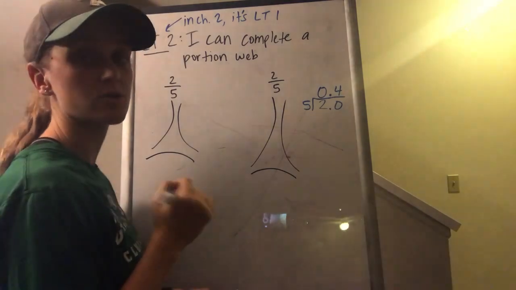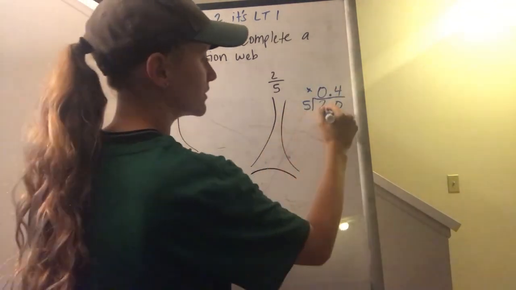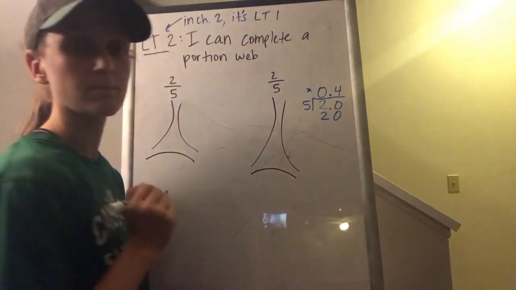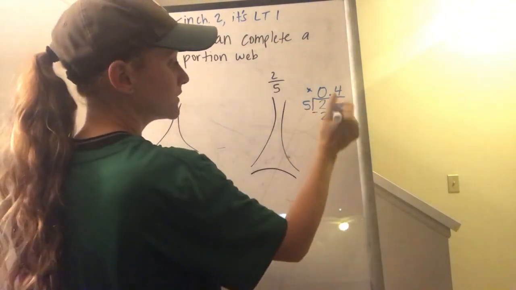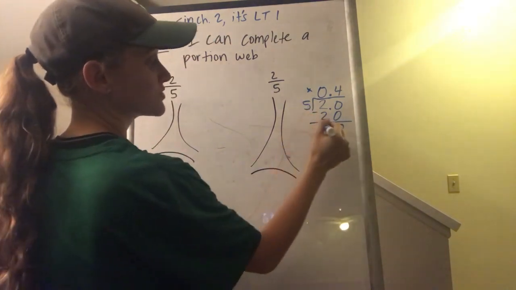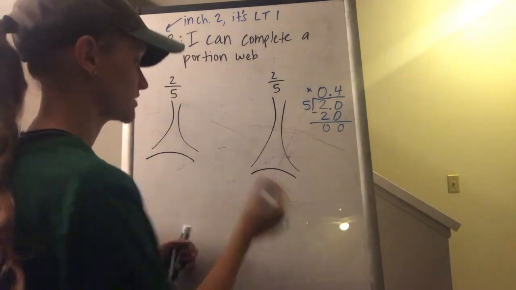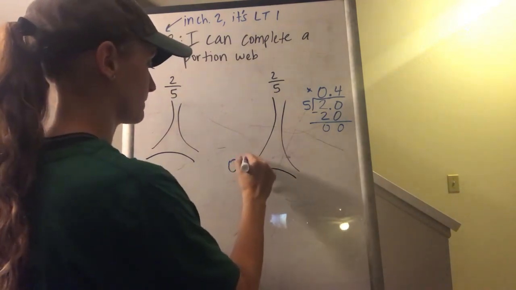Okay, and then next we're going to multiply. So we do 4 times 5 is 20. That number goes down here. And then I subtract those two. So 0 minus 0 is 0. 2 minus 2 is 0. So now we're done. So our decimal is going to be 0.4.